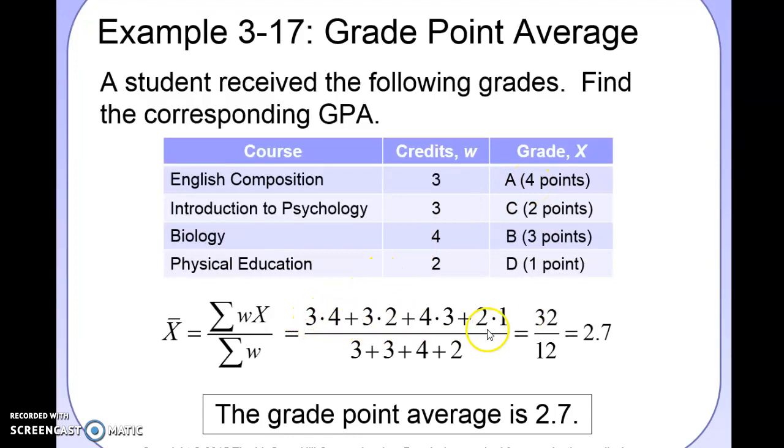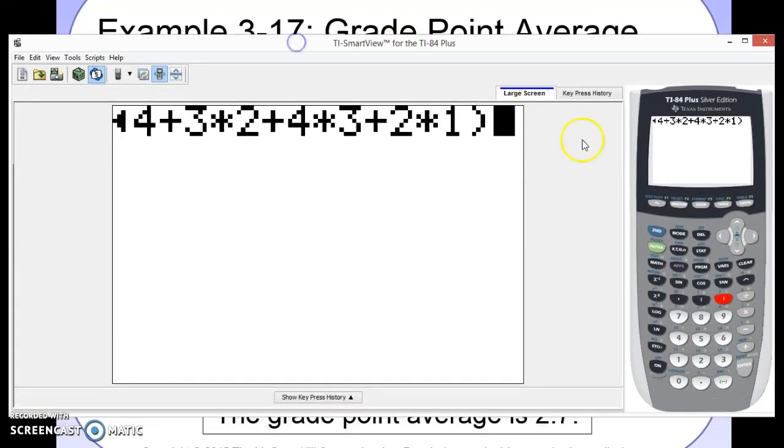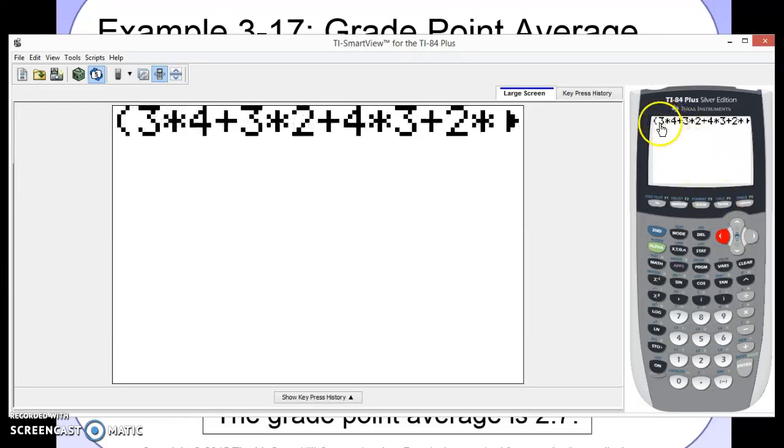As you can see, here is the formula that you would use. I'm going to show you using the graphing calculator how that can all be done in one step. The first thing that I do is I put in my top value of that fraction. I use parentheses so that the calculator knows I want to add those parts up first. So I type in that first credit times the weighted score, then the second credit times the weighted score, until I got all of my credits.